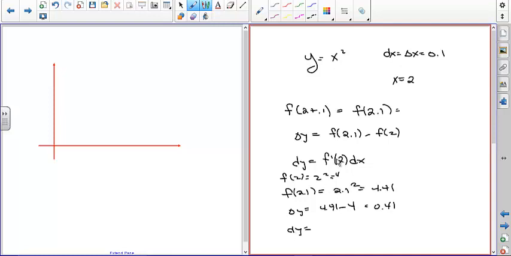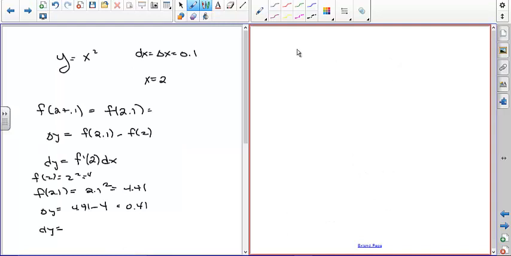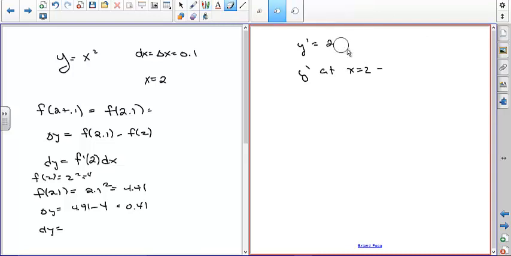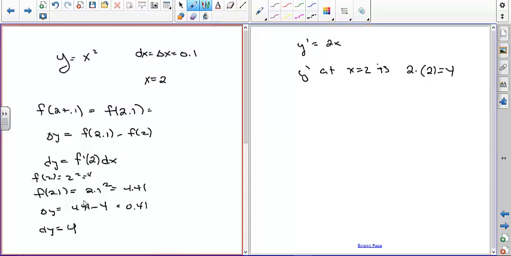Now dy is just going to be equal to the derivative at 2. So we have to calculate the derivative. y prime would be equal to 2y, so y prime at x equals 2, and that's not 2y, it's 2x. So the derivative at x equals 2 is going to be 2 times 2, which is 4. So dy is going to be f prime of 2 times dx, which is 0.1, which is 0.4.